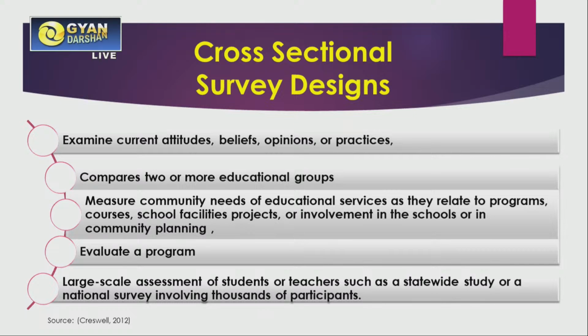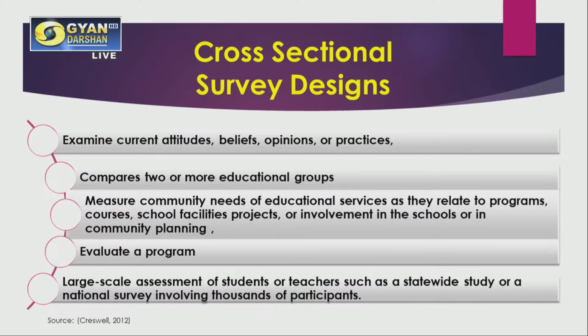It can also help us to compare two or more educational groups. Say, for example, in the discipline of education, sometimes we compare the boys' students' learning outcomes with the girls' students' learning outcomes, or students coming from rural background compared with the urban background. So survey studies can also help us to compare different variables belonging to different subgroups. So this is also one.